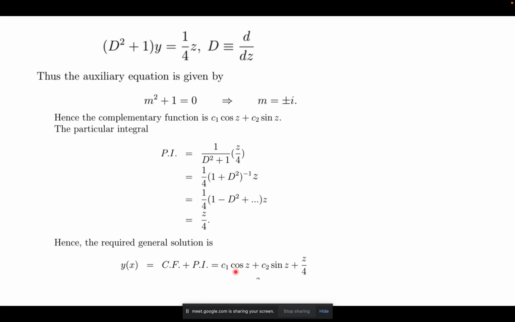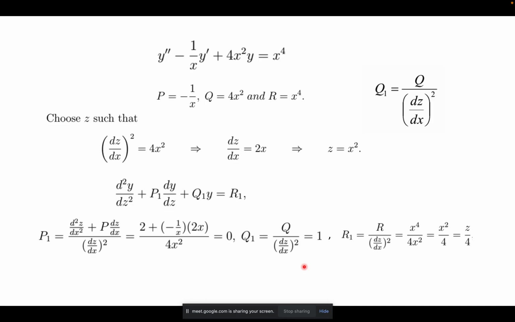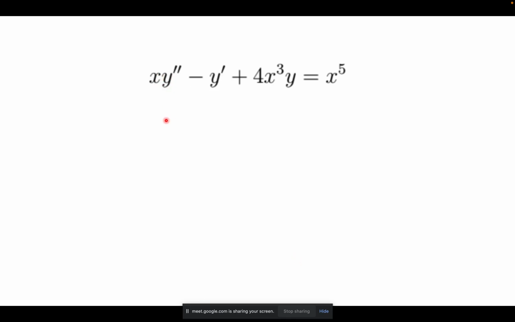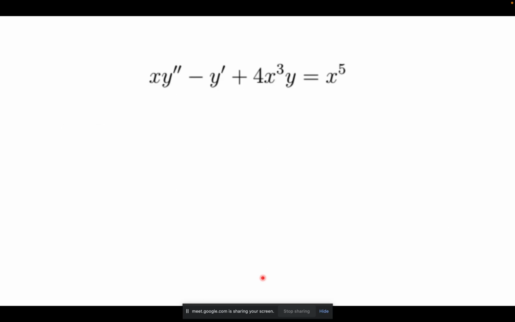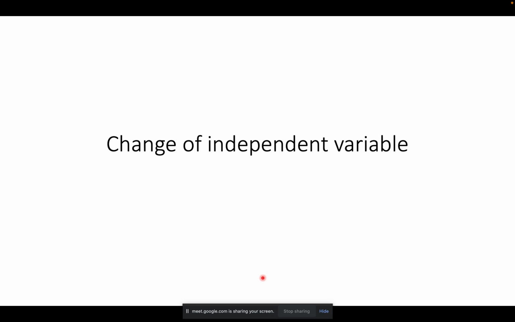So the complementary function is c1 cos z plus c2 sin z, and the particular integral is given by z by 4, right? So one thing I want to mention, don't leave your problem by just writing in terms of variable z. The problem was given in terms of x. So you again need to replace z by x when you rewrite the final answer. So just take care of that part.